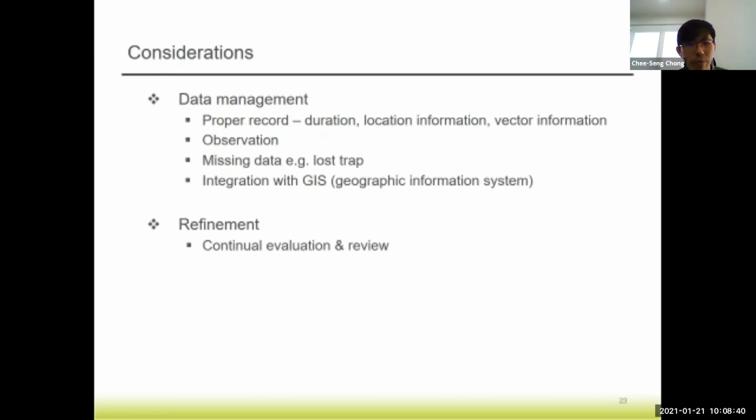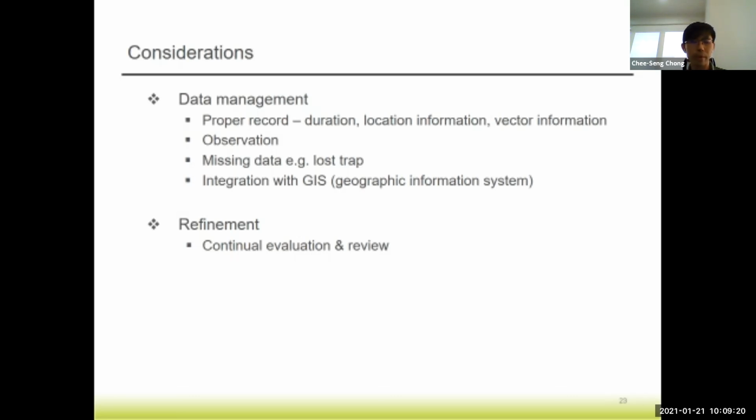Again, I cannot stress enough about data management. It's important to have proper data records, record everything down, observations. And one thing to note is the missing data information. Do note that missing data is not the same as zero catch. Sometimes I know that people don't understand the difference between missing and zero catch. When you have no mosquito caught, you probably have very minimal risk. But when you have a missing trap, that means there's no data, no information. So you actually do not know what the risk is there. So these are things that you need to think of.